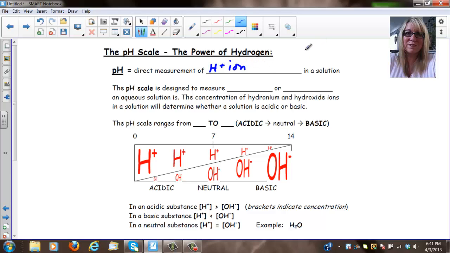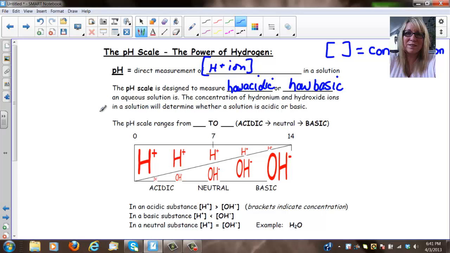I want you to realize I'm going to put square brackets around this, because anytime we have square brackets around a symbol, that's equal to concentration. The pH scale is designed to measure how acidic or how basic a solution is. The concentration of the hydronium and hydroxide ions in a solution will determine whether the solution is acidic or basic.